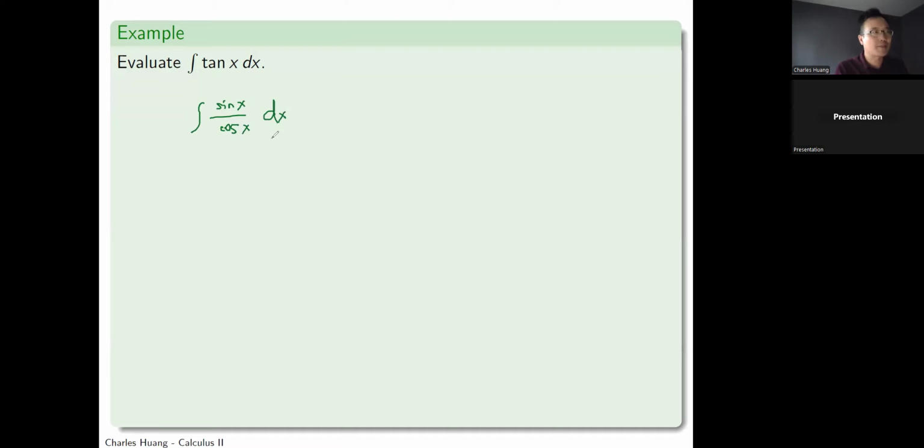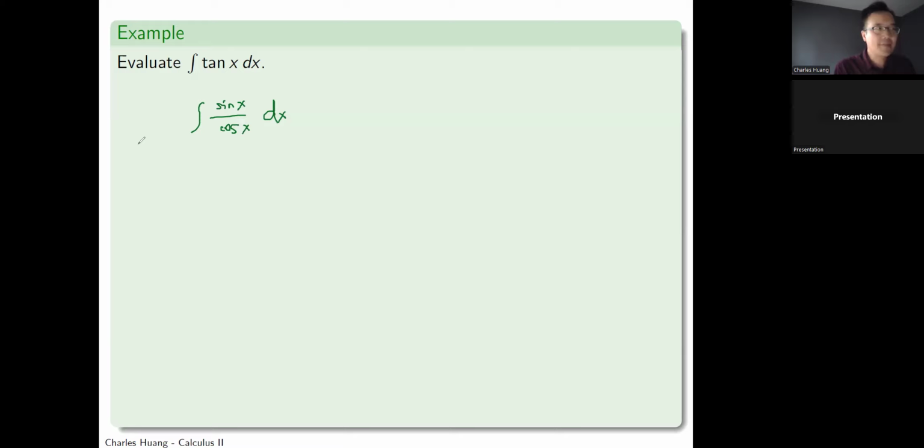Now we have to do substitution here because I don't know what the antiderivative of tangent is. I know what cosine x is because the derivative of sine gives me cosine. But nothing that I know of right now gives me tangent when I take the derivative. So I'll have to write it like that.